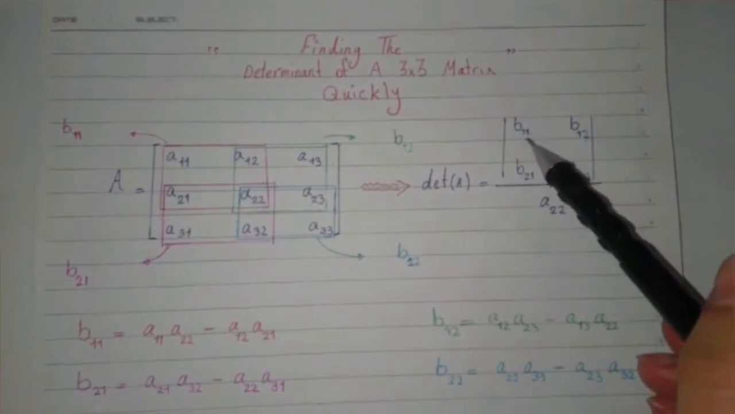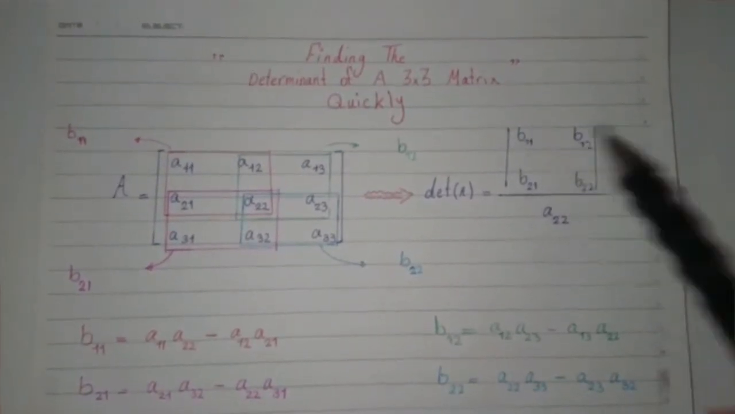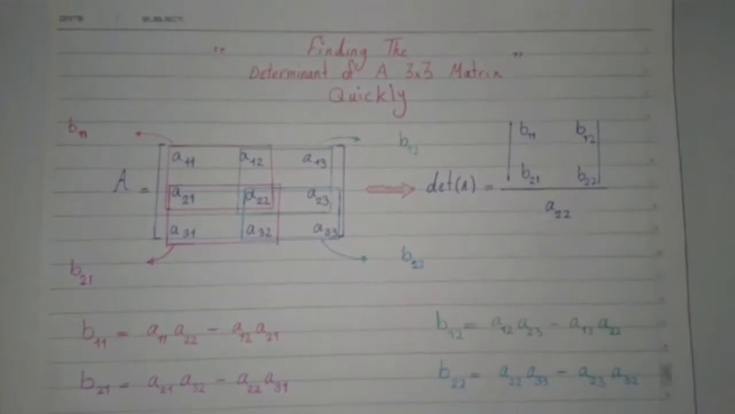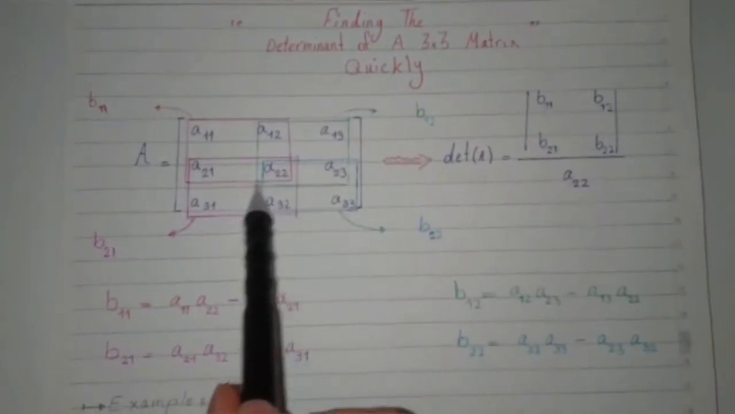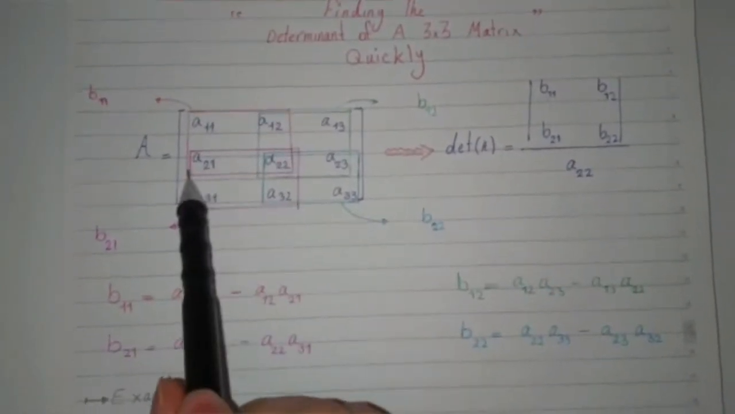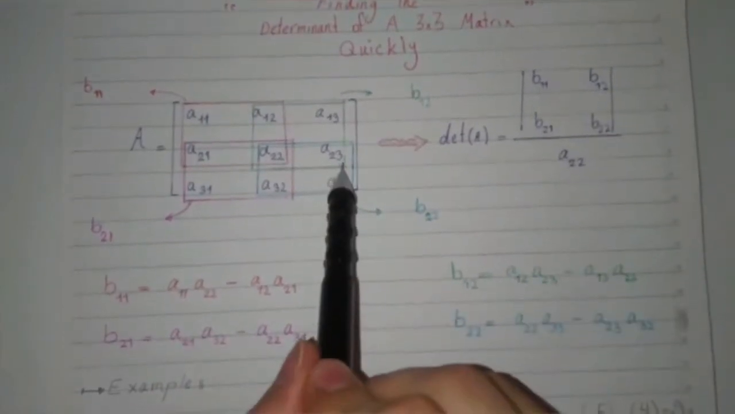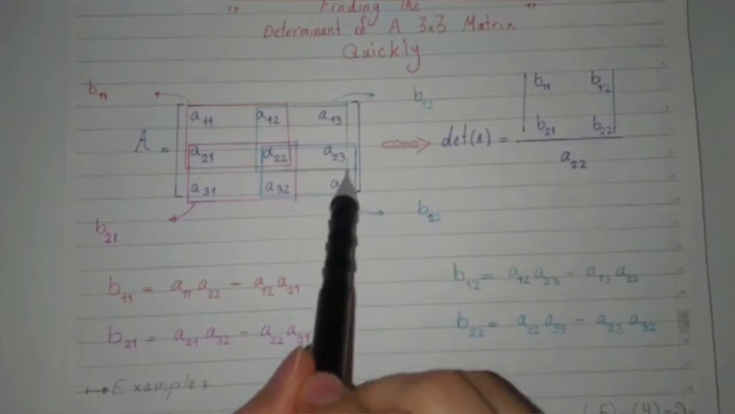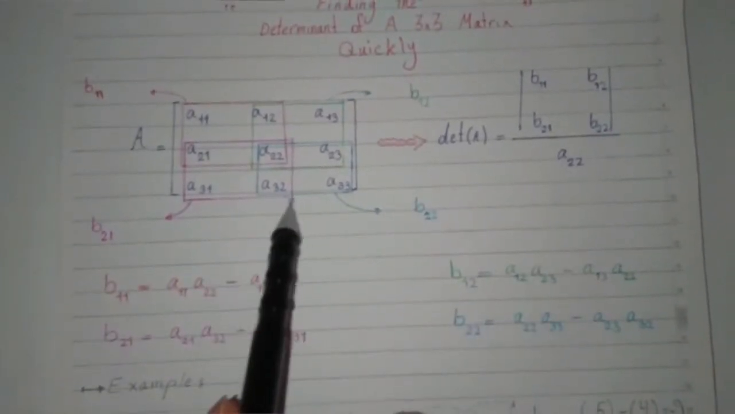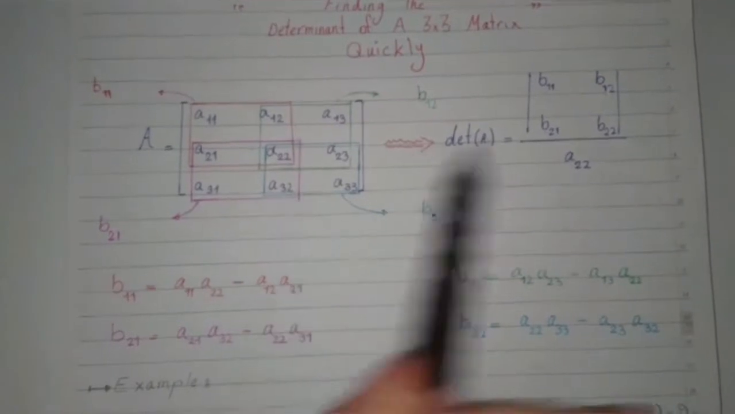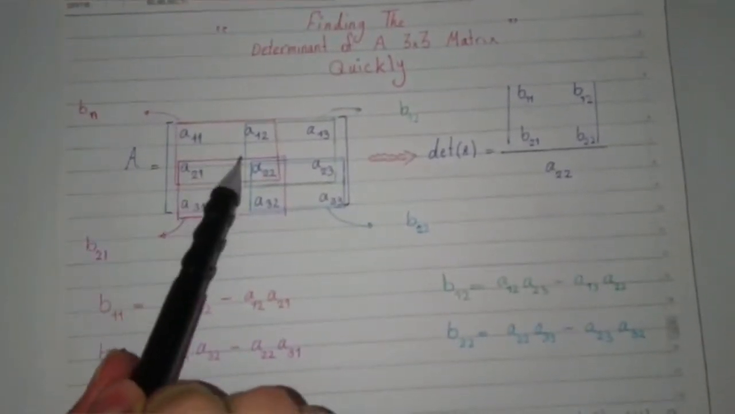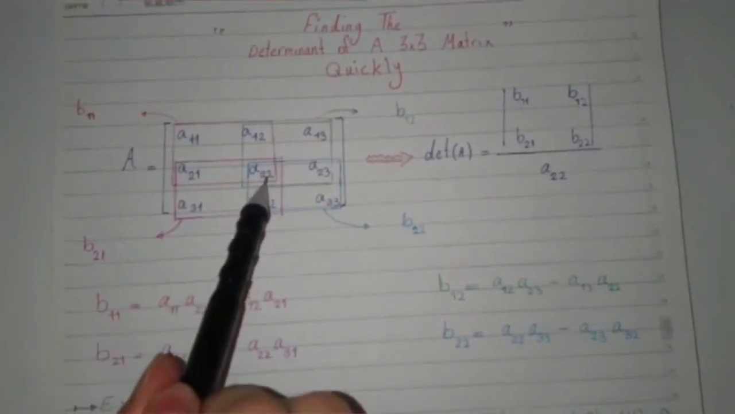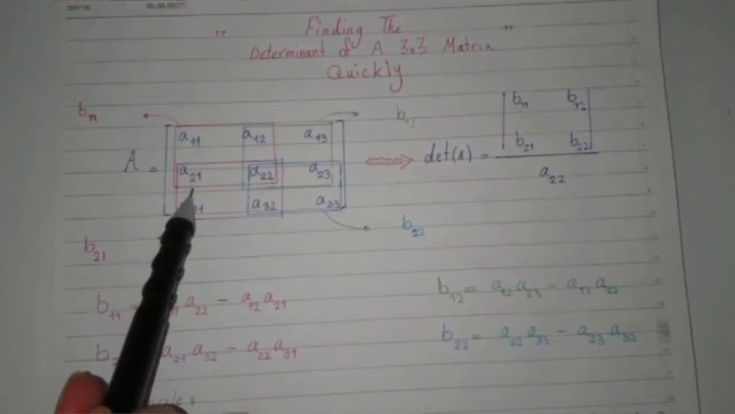All we need is to find the entries B sub 1 1, B sub 1 2, B sub 2 1, and B sub 2 2. B sub 1 1 is equal to the determinant of this part of our matrix. B sub 1 2 is the determinant of this part of our matrix. And B sub 2 1 is equal to this part of our matrix. And B sub 2 2 is equal to the determinant of this part of our matrix. B sub 1 1 is equal to A11 multiplied by A22 minus A12 multiplied by A21.